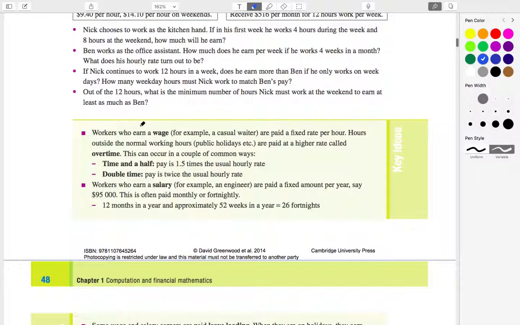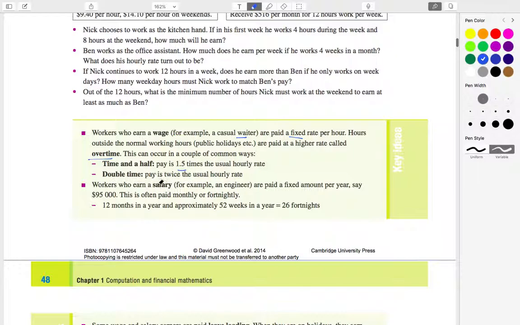Workers who earn a wage, for example, a casual waiter, are paid a fixed rate per hour. Hours outside the normal working hours, for example, public holidays, are paid at a higher rate, and this is called overtime. This can occur in a couple of common ways. We have time and a half, which is 1.5 times the usual hourly rate. We also have double time, which is pay of twice the usual hourly rate.